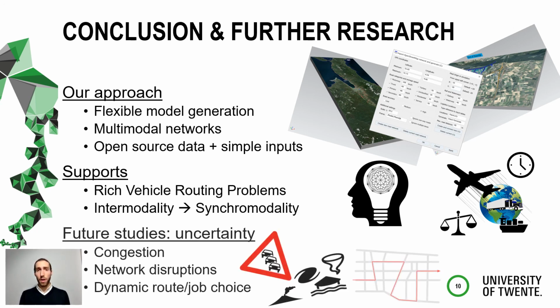In the future, we plan to study uncertainty. Specifically, we plan to study congestion awareness for road transport, but also network disruptions, for example, because of earthquakes, typhoons, flooding, etc. This will then impact our dynamic route and job choice.